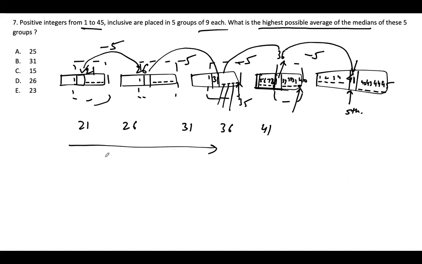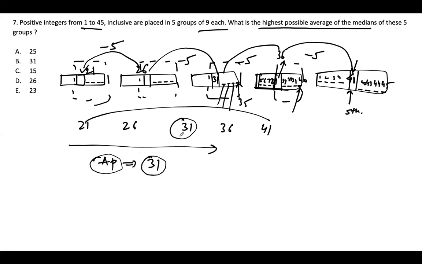This is an AP, right? 31. Yeah. So the middle term, or the average of equidistant terms, will give you 31 average. The middle number also gives you the average. So this comes out to be 13. I would say this was a good question.